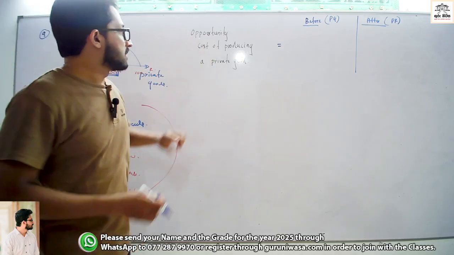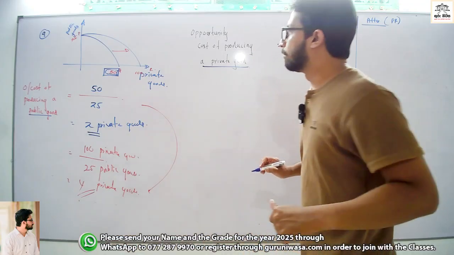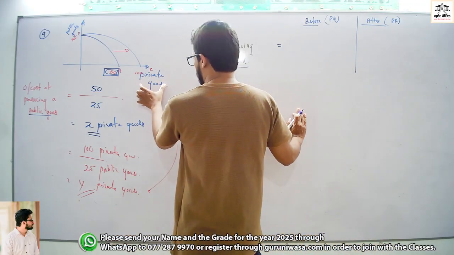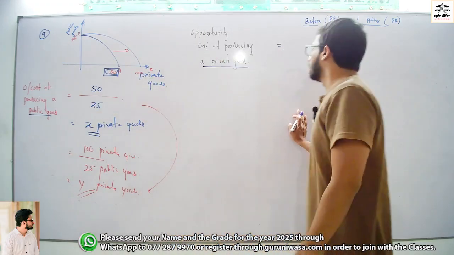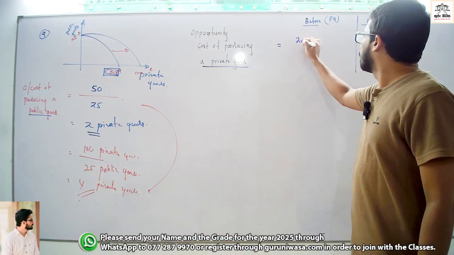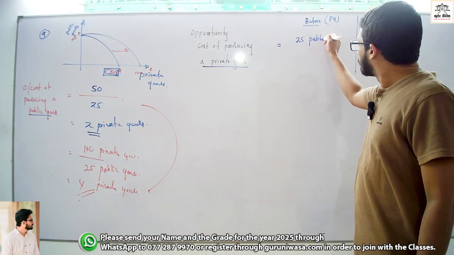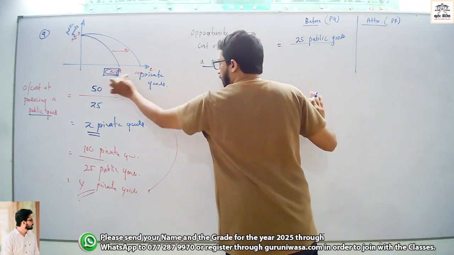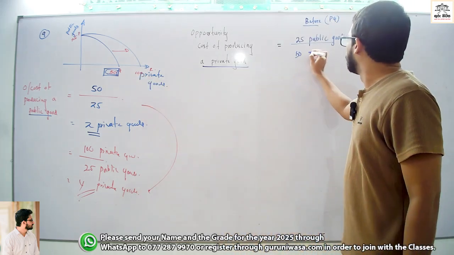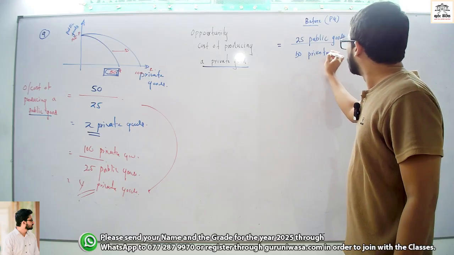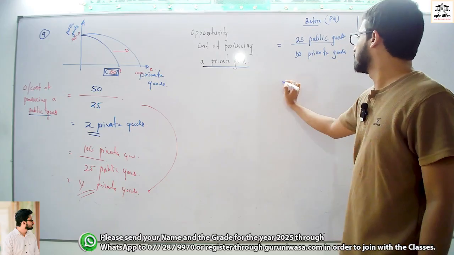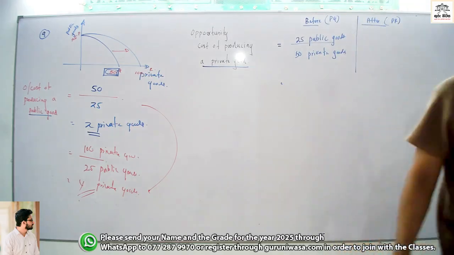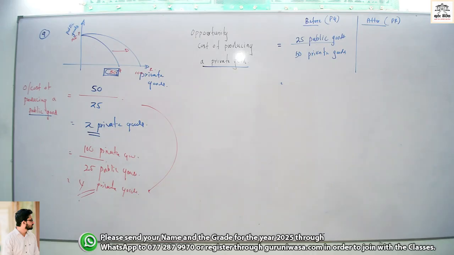So the opportunity cost of producing a private good is the number of units given up. When producing a private good, 25 units of public goods need to be given up. So 25 units of public goods divided by 50 units of private goods. How much is the answer? Dipna, tell me. I'm doing this question for you. I need answers.